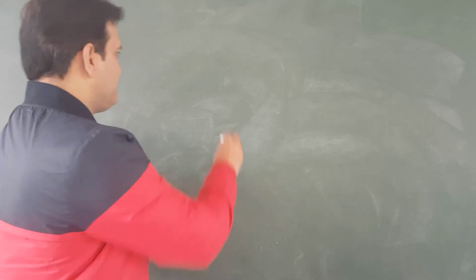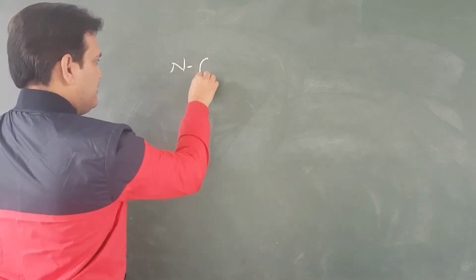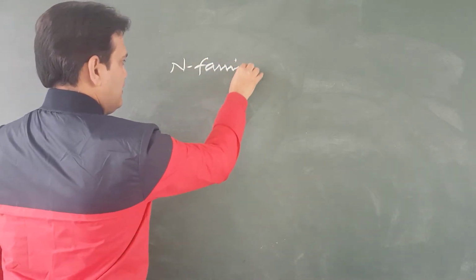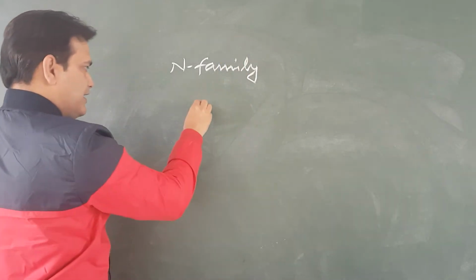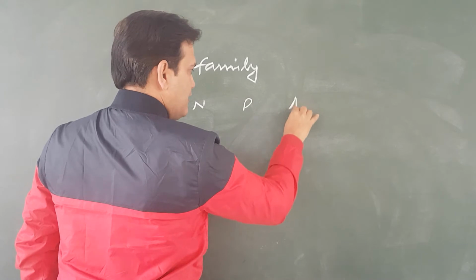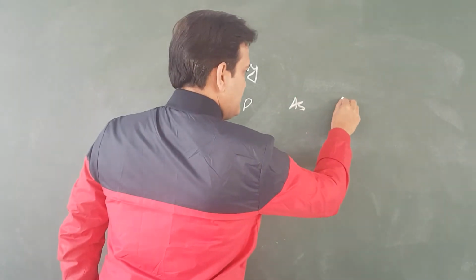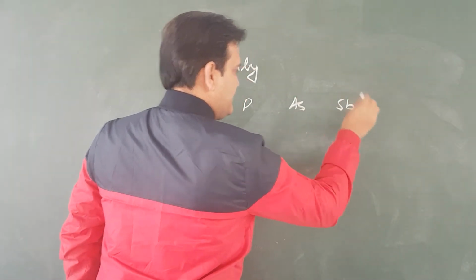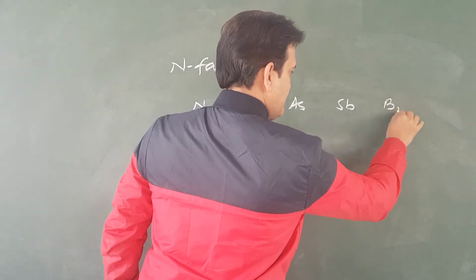In the nitrogen family, there are nitrogen, phosphorus, arsenic, antimony, bismuth.